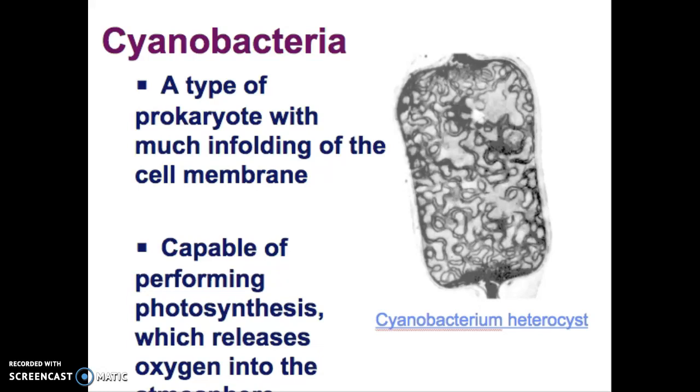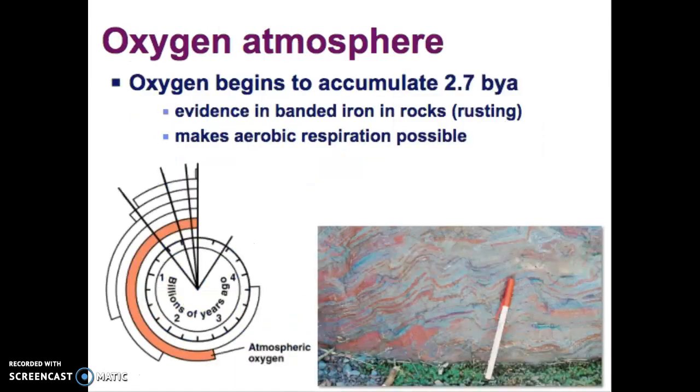So where did some of this other stuff come from? Well, it started with cyanobacteria, and cyanobacteria is a type of prokaryote that has lots of infolding of its cell membrane, and it's actually able to do photosynthesis and release oxygen into the atmosphere. So oxygen started to accumulate around 2.5 billion years ago, and we're able to actually see this in the rocks. So you see these little red bands.